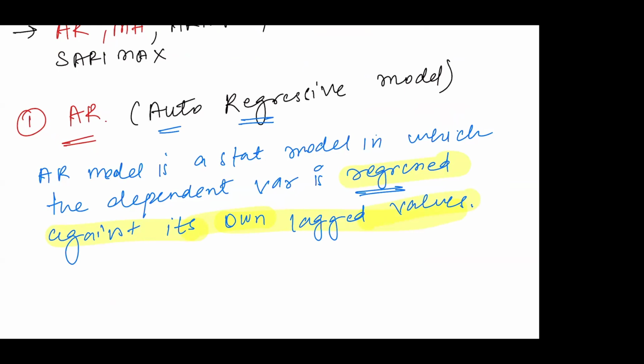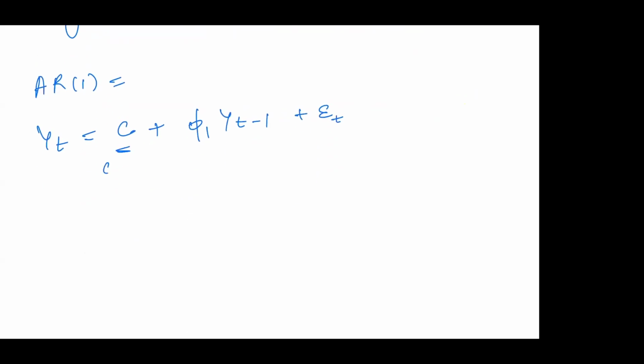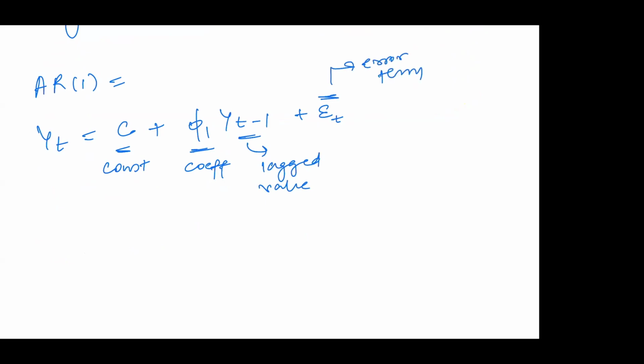How will the AR(1) model look like? We'll have y_t = c + φ1 y_(t-1) + ε_t. Here c is a constant, φ1 is the coefficient, y_(t-1) is the lagged value, and ε_t is the error term. In Python, when you run an AR model, it will give you this part and this part.